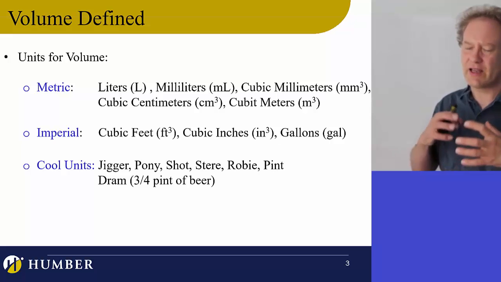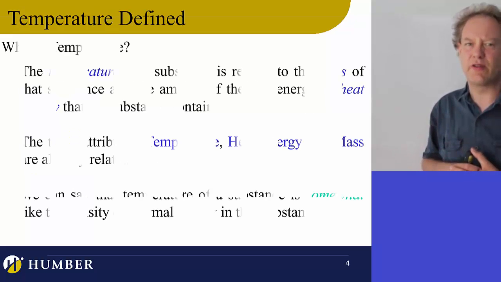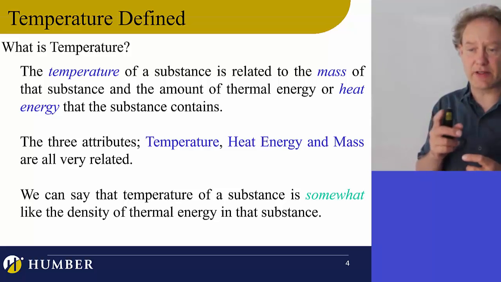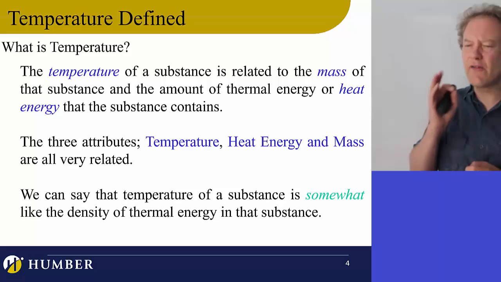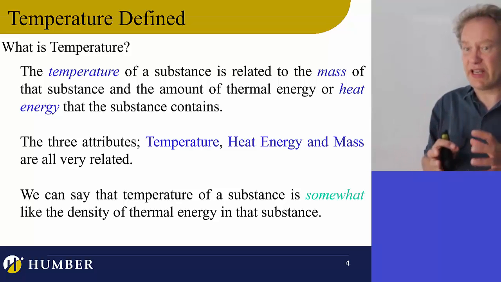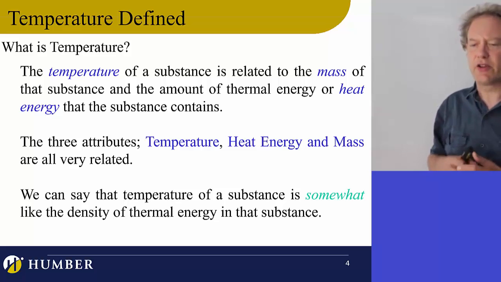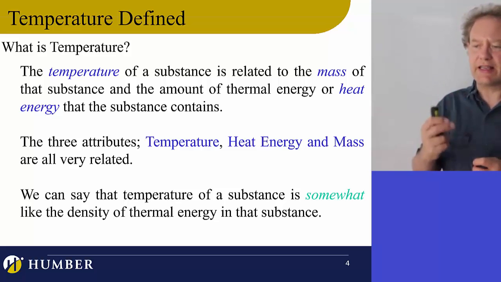So, like I said, we have to define temperature. What is temperature anyway? What's going on? The temperature of a substance is related to the mass of the substance and the amount of thermal energy, or heat energy, that's in that substance. I think that makes sense. So there are three attributes: temperature, heat, and mass.